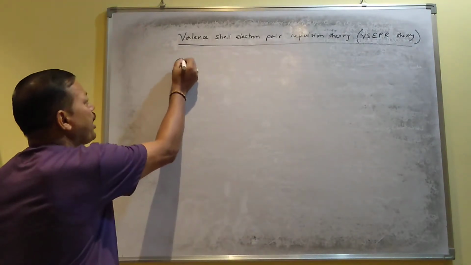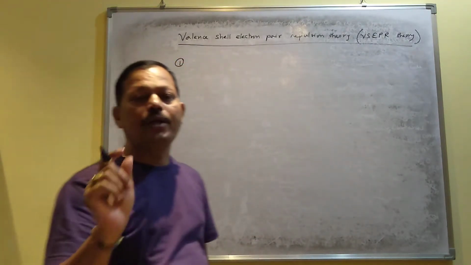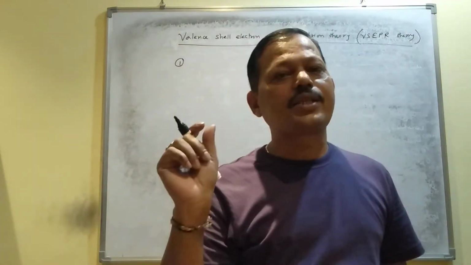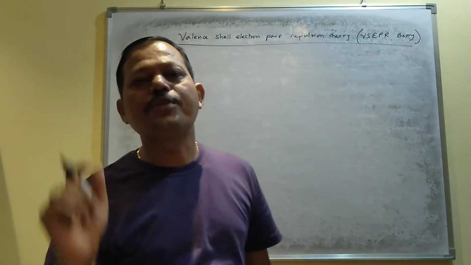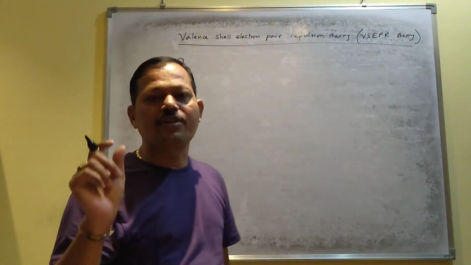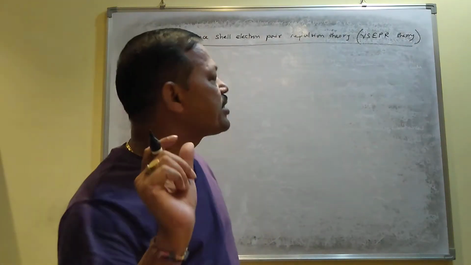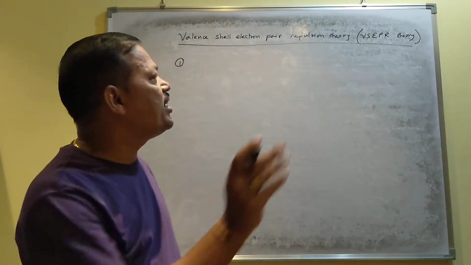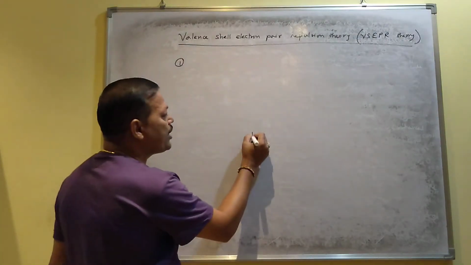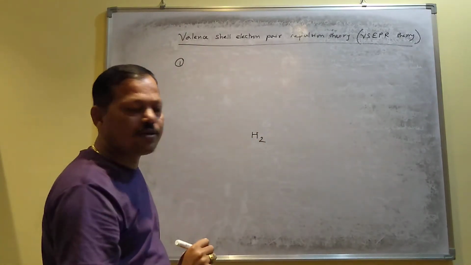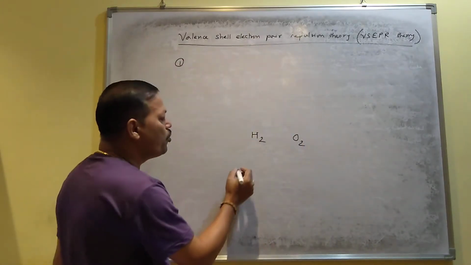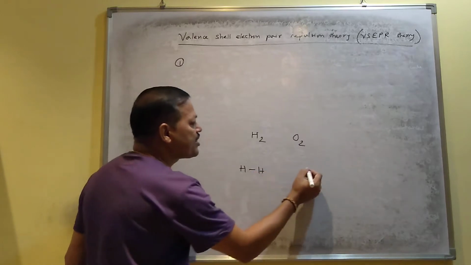Number one point, according to VSEPR theory, when a molecule contains only two atoms, then the shape of the molecule will always be linear. This is the first point. When a molecule contains only two atoms, then the shape of the molecule will always be linear according to valence-shell electron pair repulsion theory. For example, hydrogen molecule, it contains only two atoms. If you consider oxygen molecule, only two atoms are present. This type of molecule always has a linear structure like this.